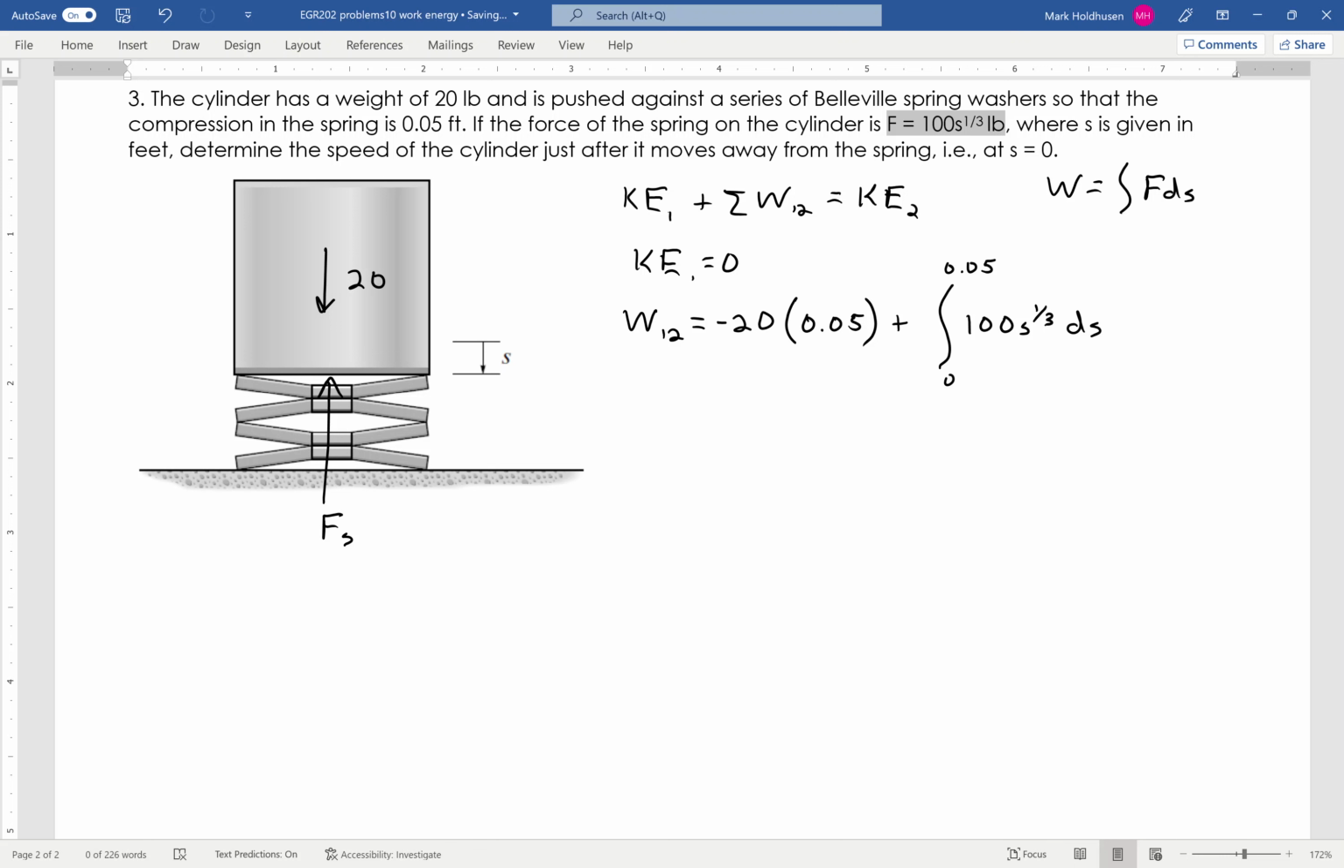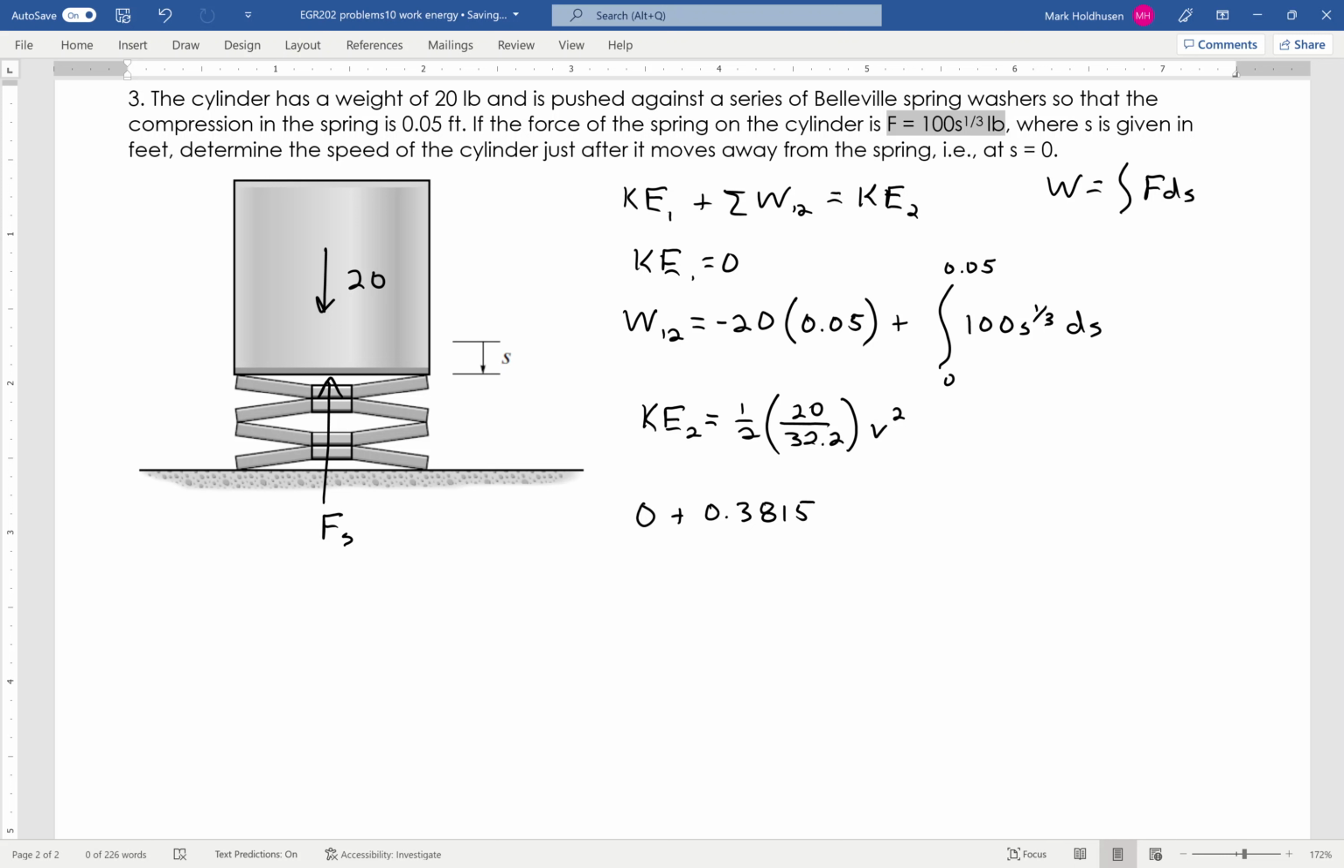From that, that's all the work being done: the negative work of gravity and the positive work of the nonlinear spring. From that, I can then find my kinetic energy at the end, which is 1/2 times 20 over 32.2 times the velocity squared, which is what I'm looking for. So piecing this all together, once I calculate that integral, and I'll let you do that on your own, I get 0.3815.